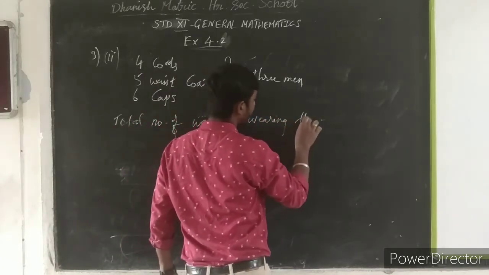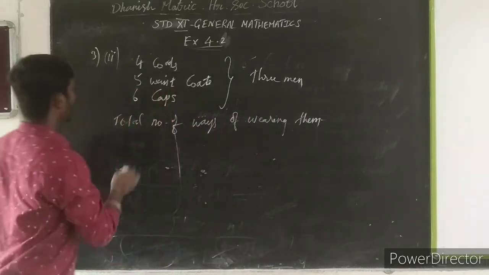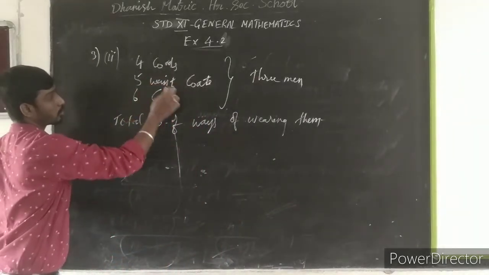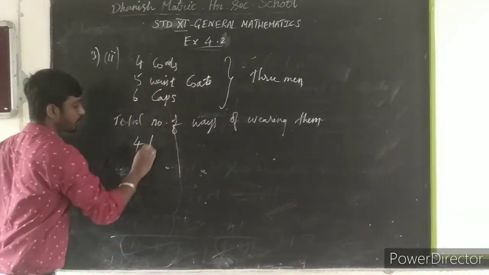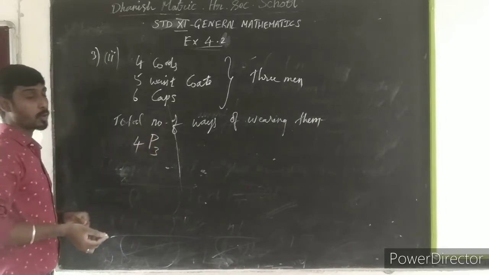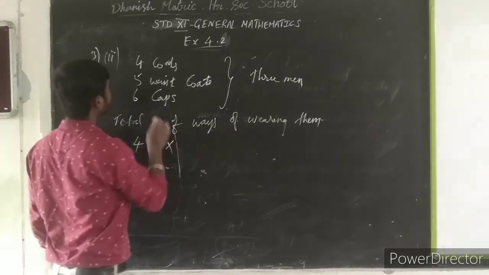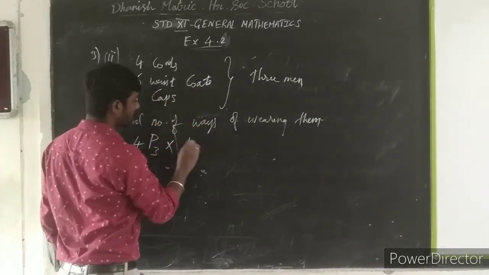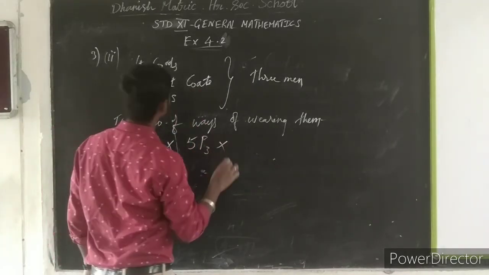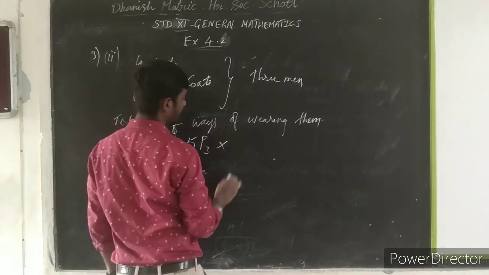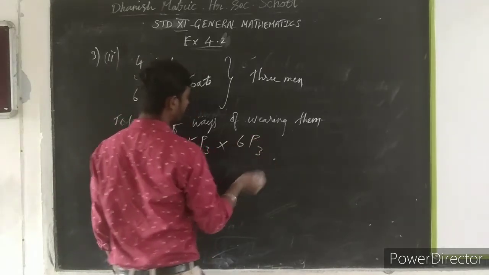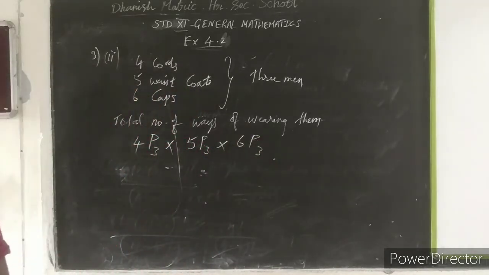Ways of wearing them, that is 4 coats. How many men? 3 men. So 4P3, a permutation type. Then we multiply by 5 waistcoats for 3 men, which is 5P3, and then 6 caps for 3 men, which is 6P3. So now we write it like this.